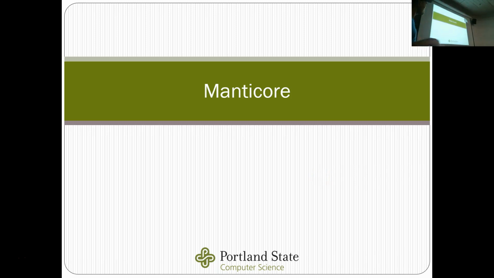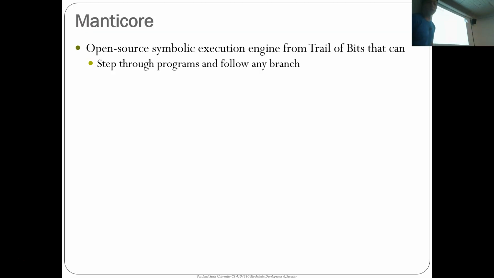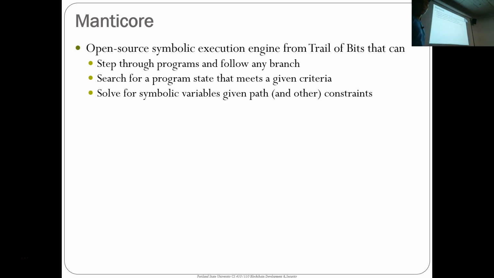Okay, so we're going to do this with Manticore on our smart contracts for the CTF. Manticore is an open source symbolic execution engine from Trail of Bits, and it can do everything that you would expect an engine to do. You can step through programs and follow any branch. You can use it to search for program states that meet a given criteria. And it comes with a solver, so it allows you to solve for symbolic variables given the path and all the other constraints to produce concrete values for you.